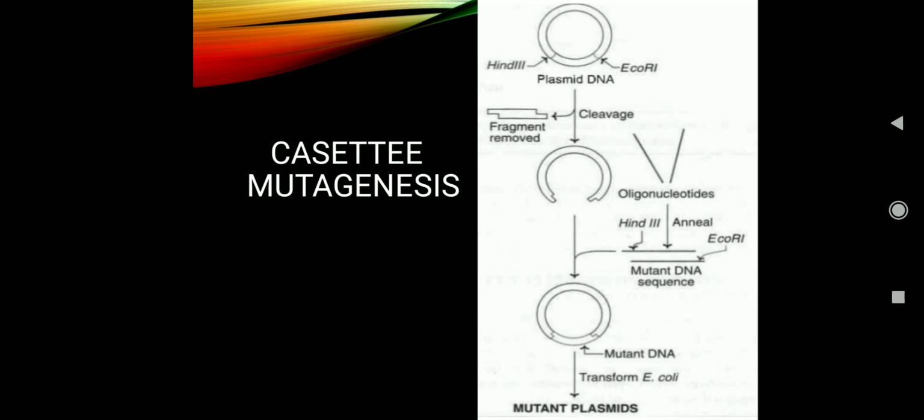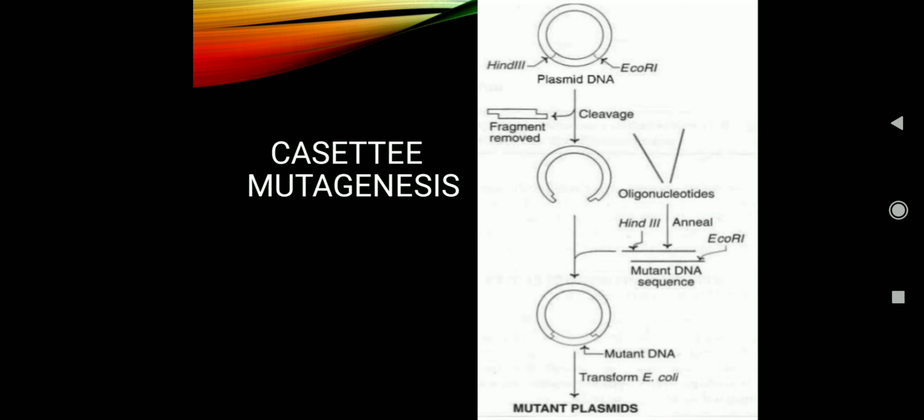Next we will move on to cassette mutagenesis. In cassette mutagenesis, the target DNA will have two restriction sites where we have to carry the mutagenesis. That is between the gene of interest. The gene of interest lies between the restriction sites. So here the restriction sites, if you can see in this diagram, are HindIII and EcoRI. So between these two restriction sites, our gene of interest lies.